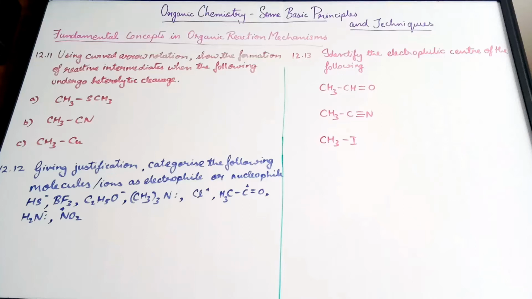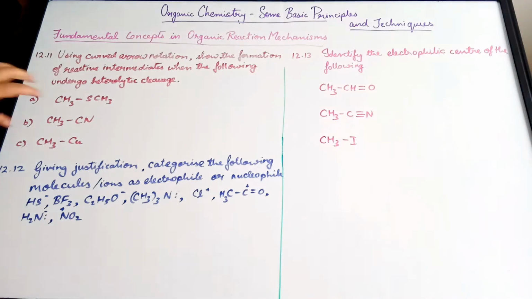We're solving the Intext questions 12.11 using curved arrow notation. Show the formation of reactive intermediates when the following undergo heterolytic cleavage. So here in this case heterolytic cleavage is taking place, which means one of the atoms or a group of atoms will get a negative charge where the other will be positively charged.